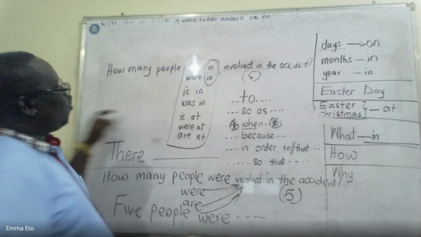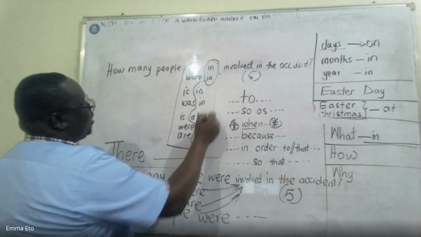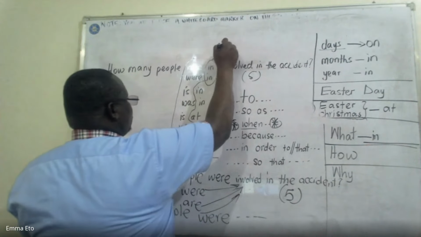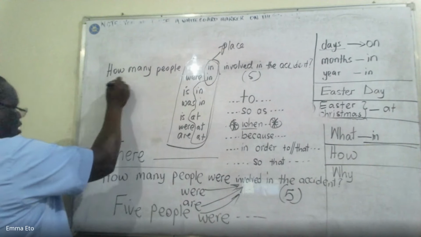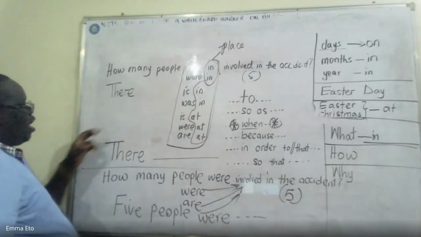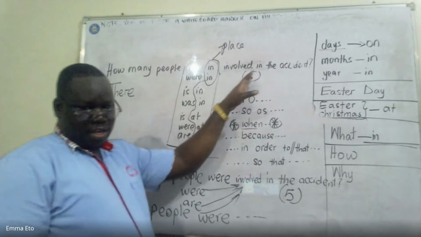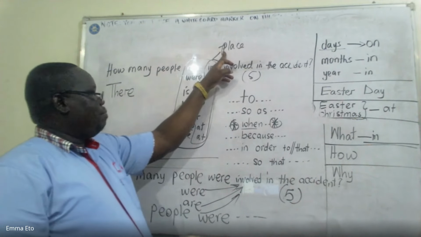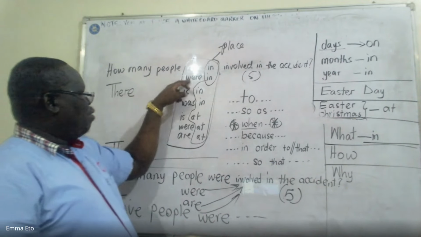But because of these prepositions after those given helping verbs that point to a place, our answer here begins with there. How many people are involved in that? There are 5 people involved, because of the preposition that points to a place. And we begin our answer with there. How many people were involved?